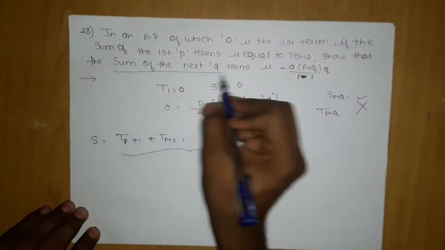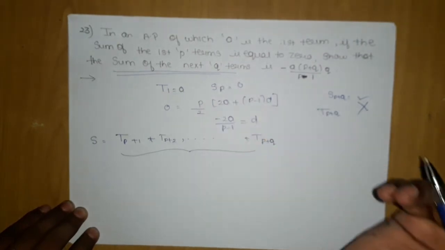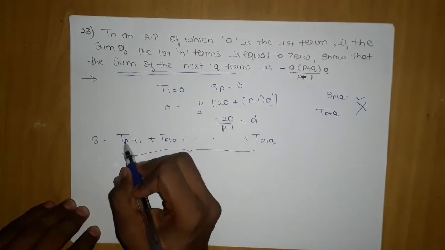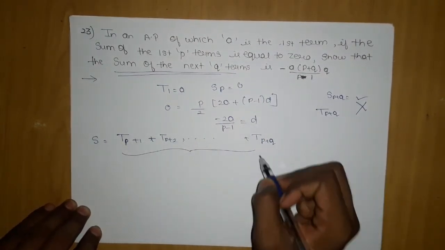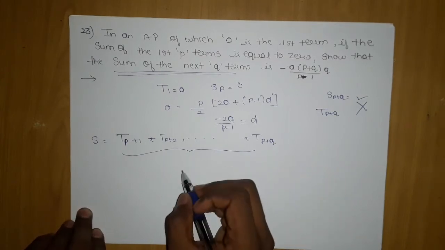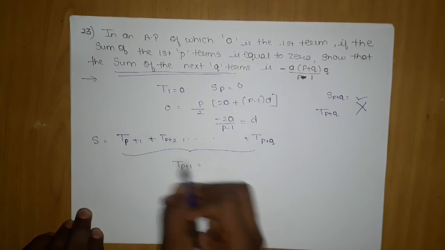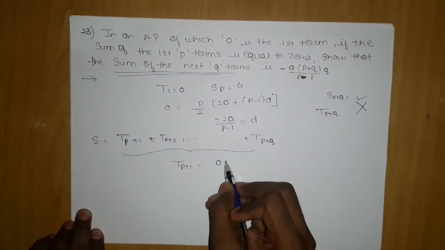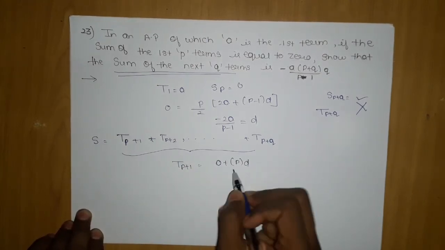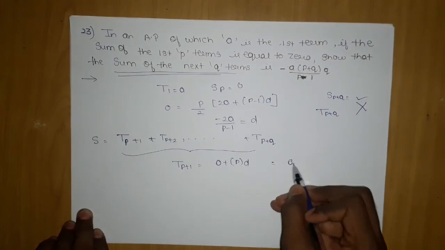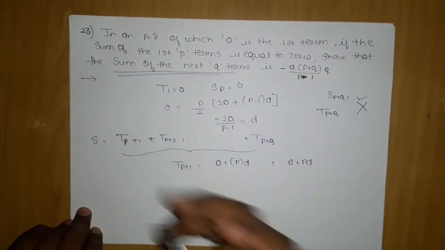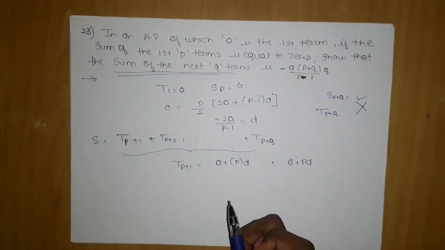You need to understand the language of what they are telling. They are telling the sum of the next Q terms. After P it will start from 1 and then it will reach Q. So we will try to find TP plus 1 as the first term, which is A plus P into D. The 1 will cancel out, giving us only A plus PD. This is our first term of this series.